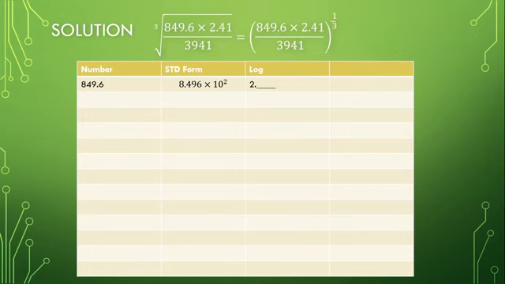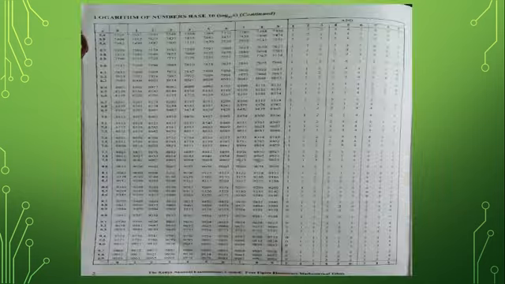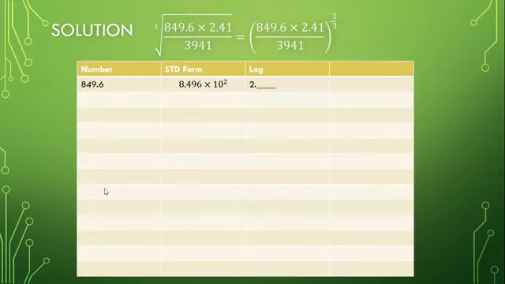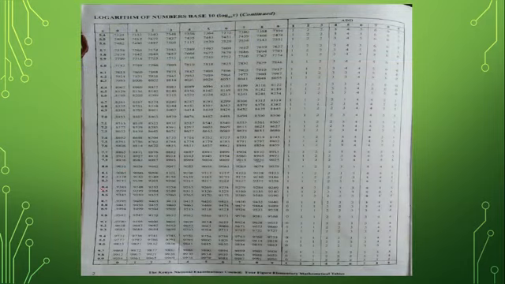So in this case, 2 shall be my characteristic, and it's positive, so there's no need of writing the positive sign. We'll now go to the log tables and check what 8.496 is. Confirming that, 8.4, because that's what you have in 8.496, 8.4 is here.